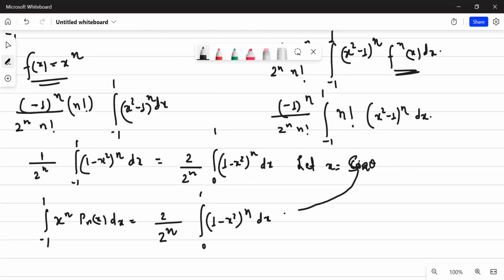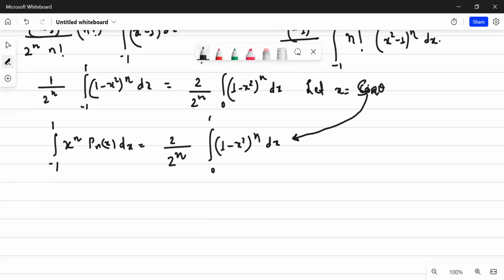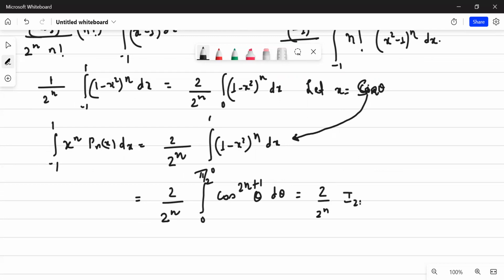ऐसे कैसे करते हैं? जहां पर भी x है, just replace sign so that things will become easy for you, and this will be equivalent to writing 2 upon 2n, and this will be integration from 0 to pi by 2, and this will be equals to what? It will be equals to cos की power 2n theta, and then this dx will again give you cos theta d theta, and this is equivalent to writing 2 upon 2n, and this is I 2n plus 1.